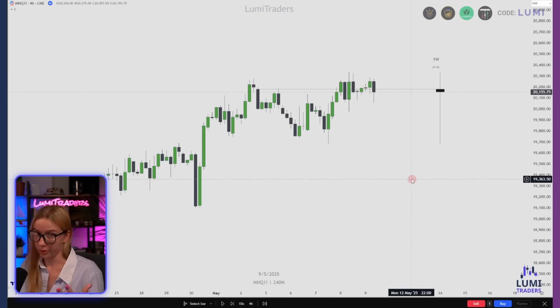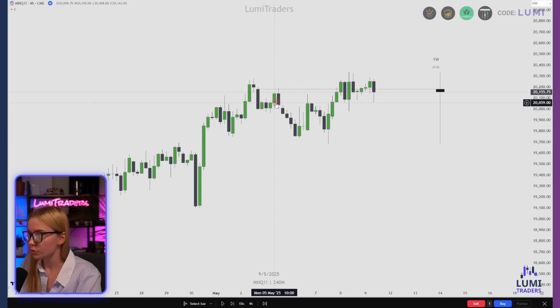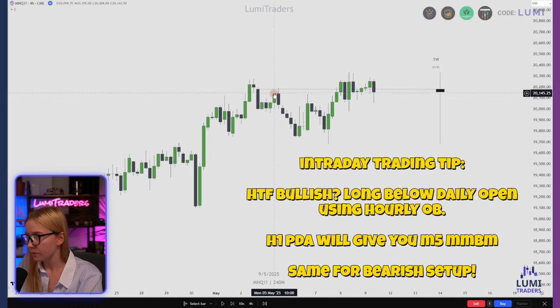This means I would like to see the weekly candle probably going to be an up close candle, probably, right? And at this point, what I want to do, I would like to look for the long opportunity below the open of the weekly candle. Okay, we got the open of the weekly candle right here, right? Here's the open.